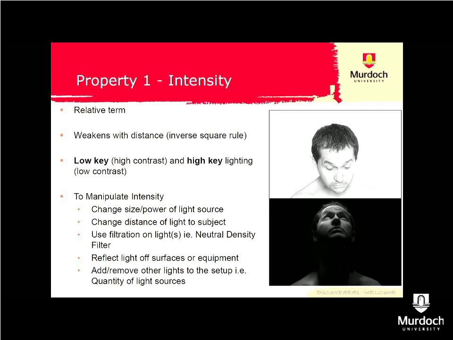And it's applied through something called the inverse square rule. So, for instance, if you had a light at 1 metre from your subject, and then you moved it to 2 metres, you might think that the light might halve in strength, because it's going from 1 metre to 2 metres. But in actual fact, it's going down to a quarter.